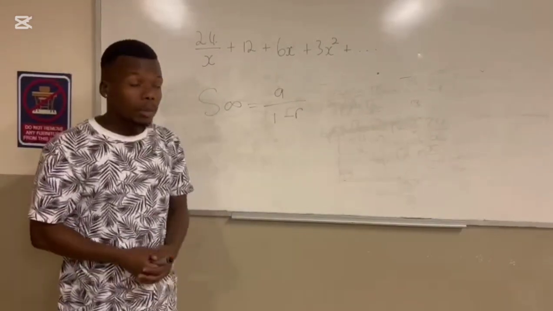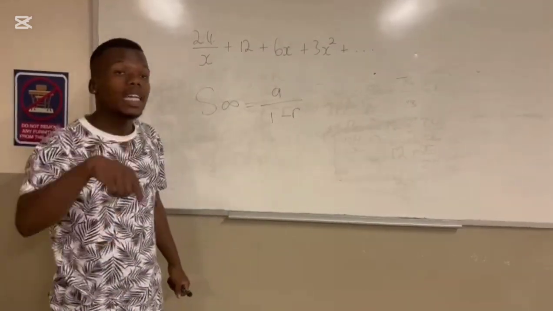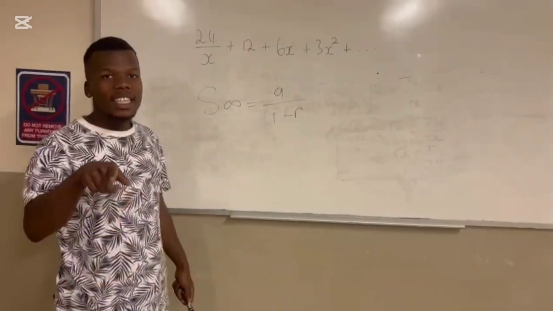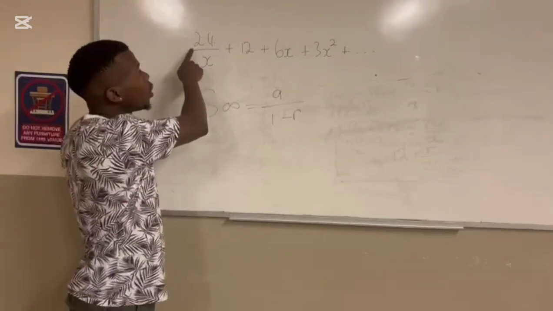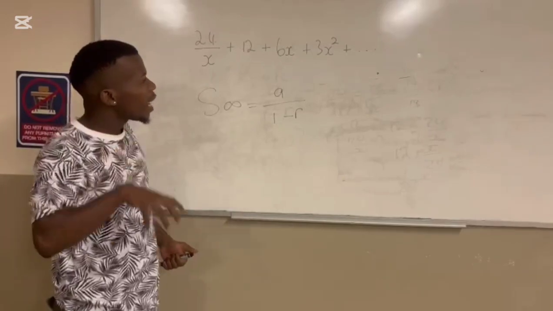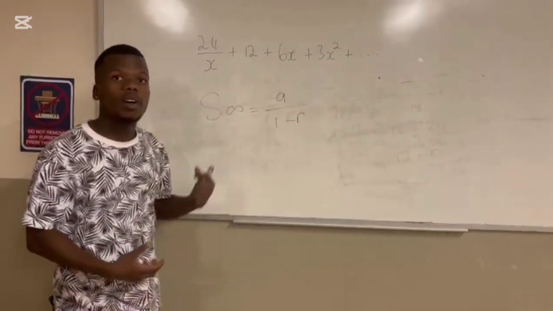Before we go deep into this, let's analyze the components of my expression. A, what is A? A is the first term. What is the first term of this geometric series? It is 24 over x. Meaning, wherever I see A, I substitute 24 over x.